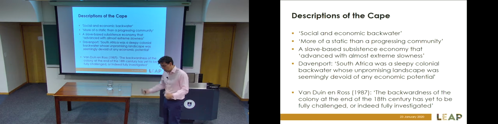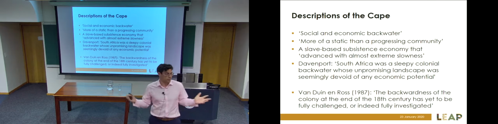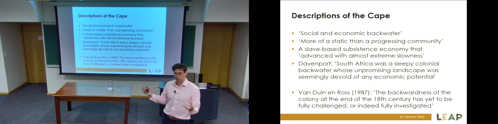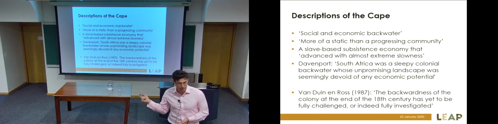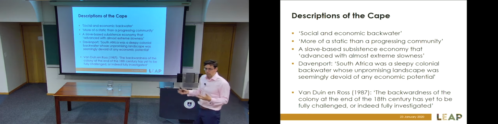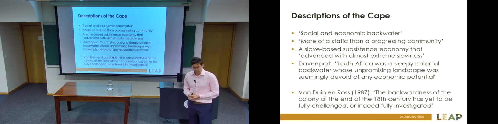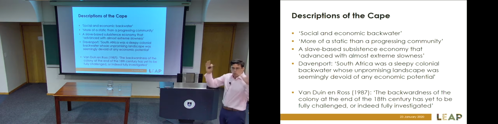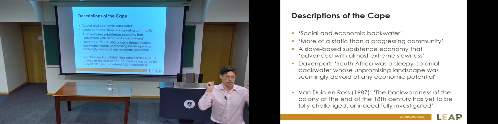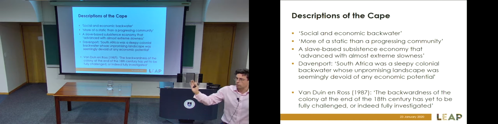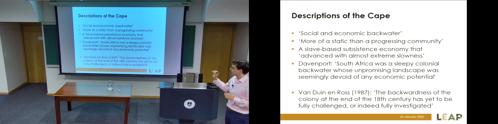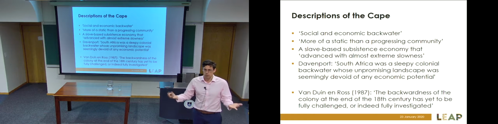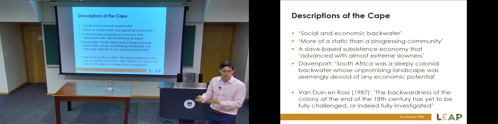As a scholar, you read all of this and think, well, this seems to be pretty solid consensus about what the Cape was. And then you find this quote by Peter van Dijk and Robert Ross in 1987, in an unpublished manuscript. It's kind of published, but not an easily accessible source. They do all this analysis on aggregate tax censuses, the opgaafrolle, and they end the monograph with: the backwardness of the colony at the end of the 18th century has yet to be fully challenged, or indeed fully investigated. Well, that's exactly what you want as a prospective PhD student. No one has tested this, so let's do this.